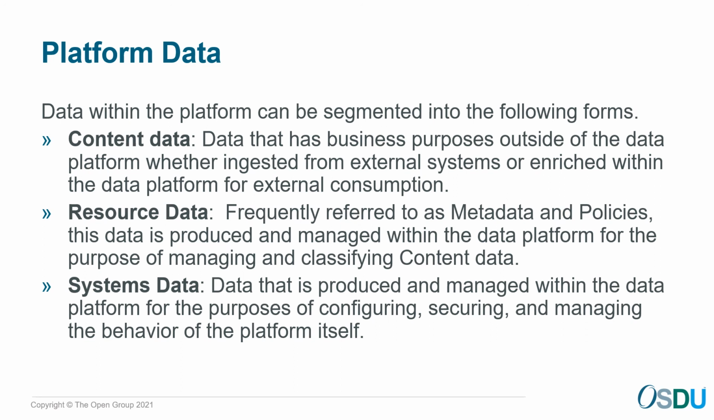The second major category is what we refer to as the resource data, or often we refer to this also as metadata and policies. So the resource data is really the thing that is produced and managed by the data platform, and its purpose is managing and classifying the content data. So the resource data, the metadata, is frequently quite rich. It's used for search and discovery. It's used for describing entitlements and access controls inside the system. And frankly, a lot of the initial interactions with the data platform is not around the content data itself, but around the resource data as people search through and find the information that they want access to.